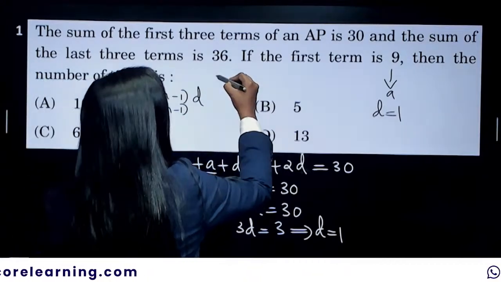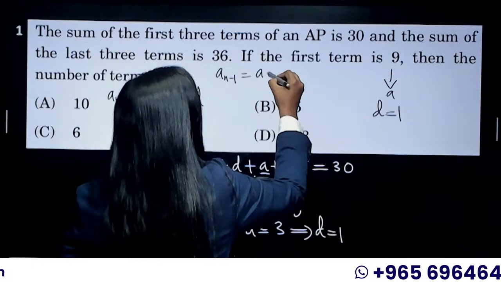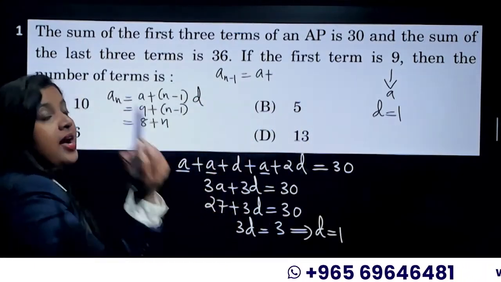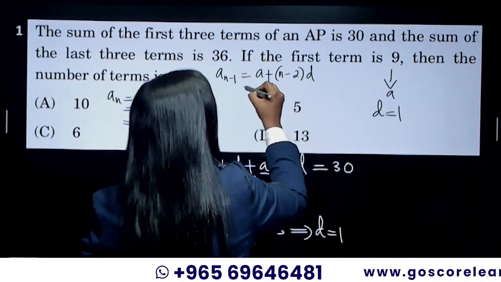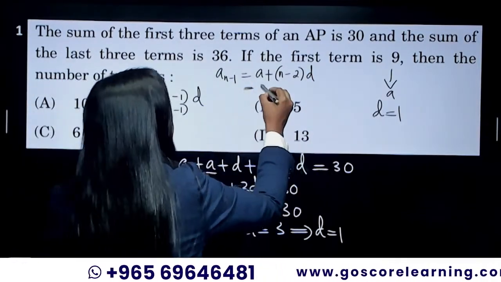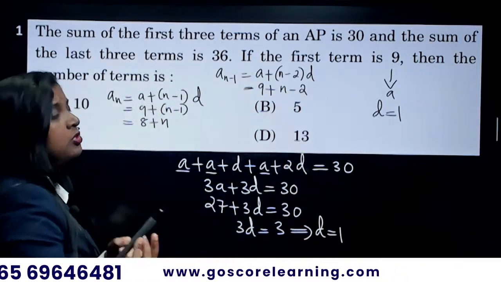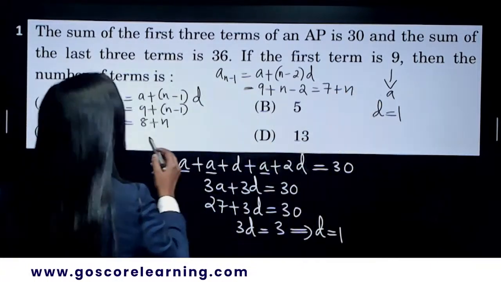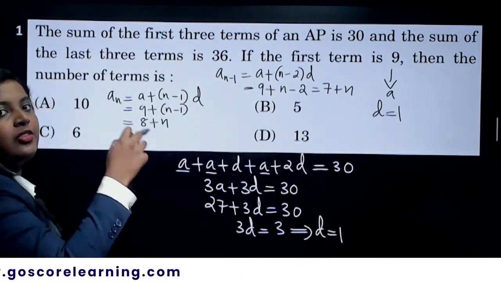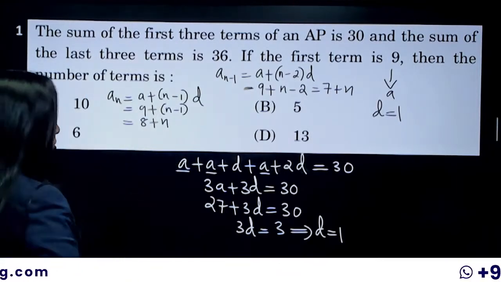So what will be the second last term? That is AN minus 1, which will be equal to A plus N minus 2 into D. A is 9, plus N minus 2, and D was 1. So this is going to be 7 plus N. So the last term is 8 plus N and the term before that is 7 plus N. So the term before that is going to be 6 plus N for sure.